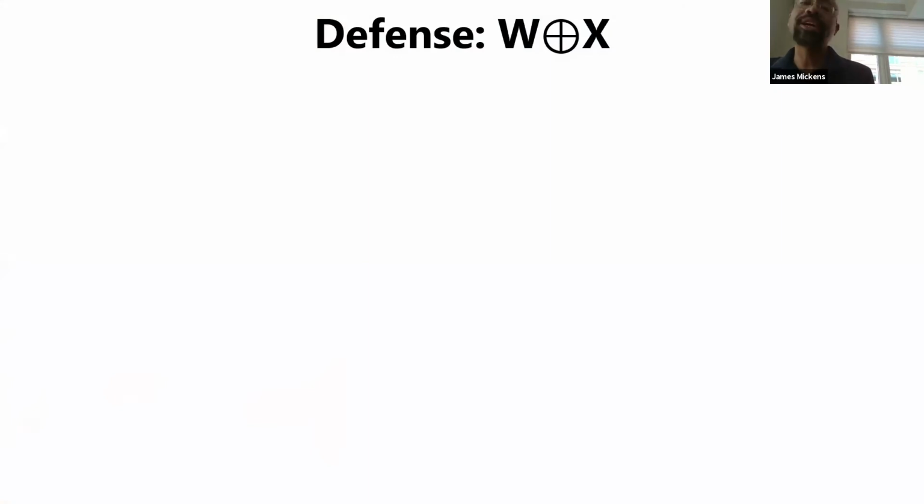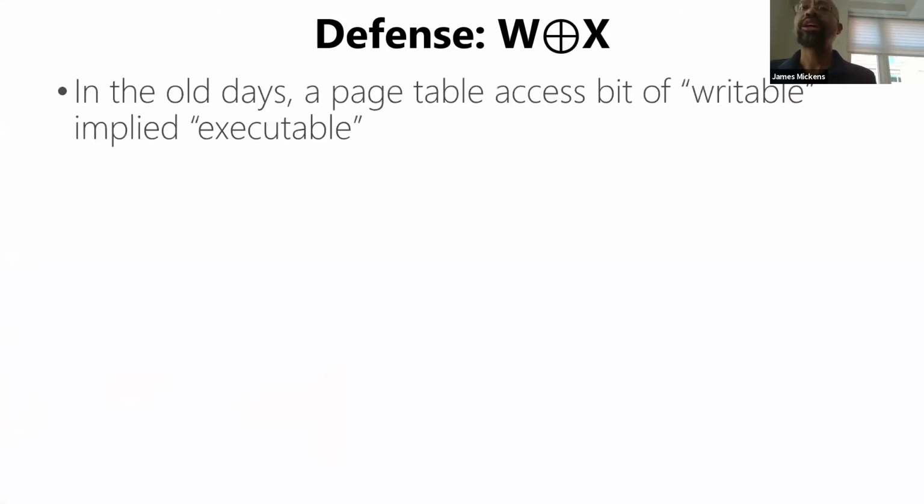Okay, so how might we defend against some of this stuff? Well, as the person alluded to in the comment they just posted, one very important defense is this notion of write exclusive or execute. In the old days, like in the setup I just described, or in the modern days on poorly configured machines or some IoT devices, it used to be the case that if you had a page table access bit of writable, that implied executable by default. So in other words, if you mark your stack pages as writable, which they should be, because you need to be able to write your local variables, well, that also meant by default that your stack pages were executable.